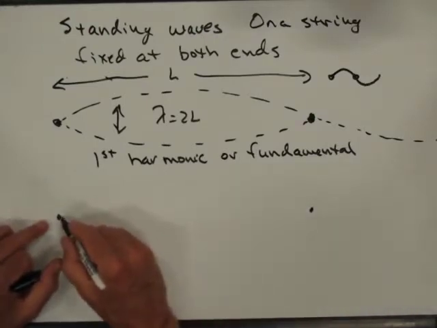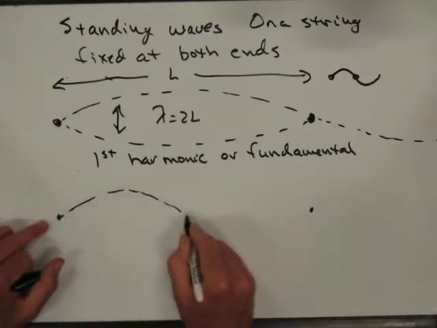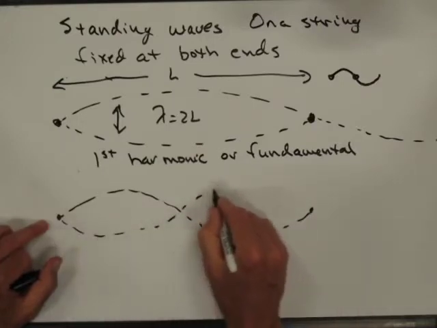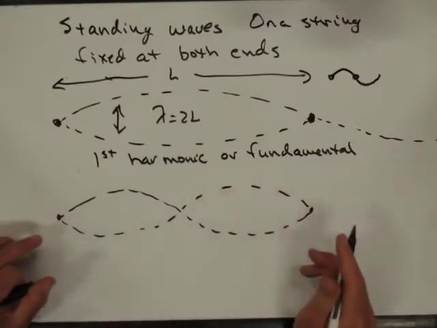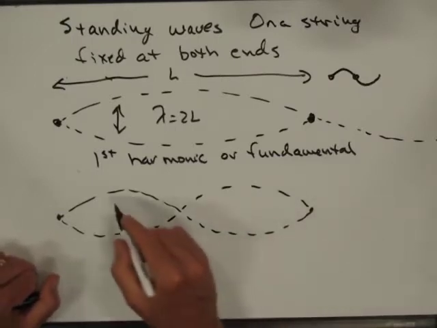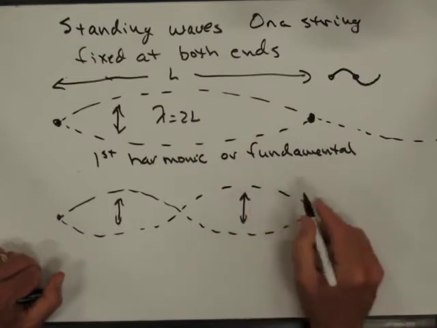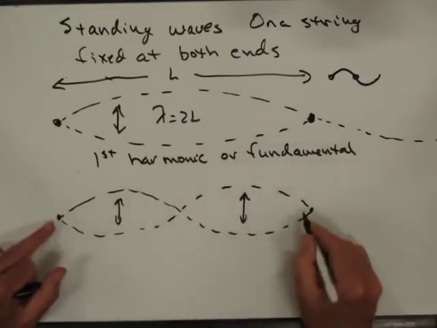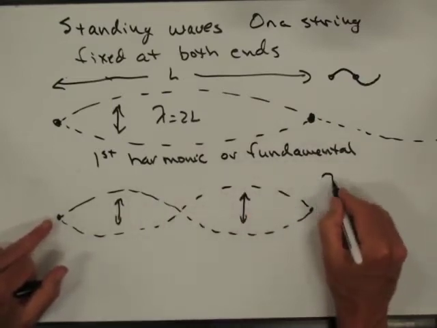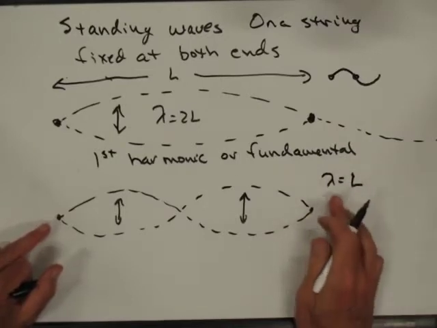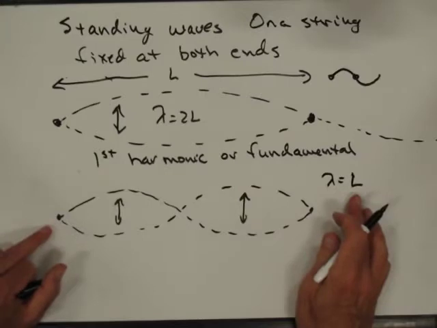The next one you'll get looks like this. And I've tried to demonstrate it with the vibrating string. Here, you've actually got a full wavelength, right? You've got the wavelength of the wave is equal to the distance between the 2 points, or the wavelength is equal to L.